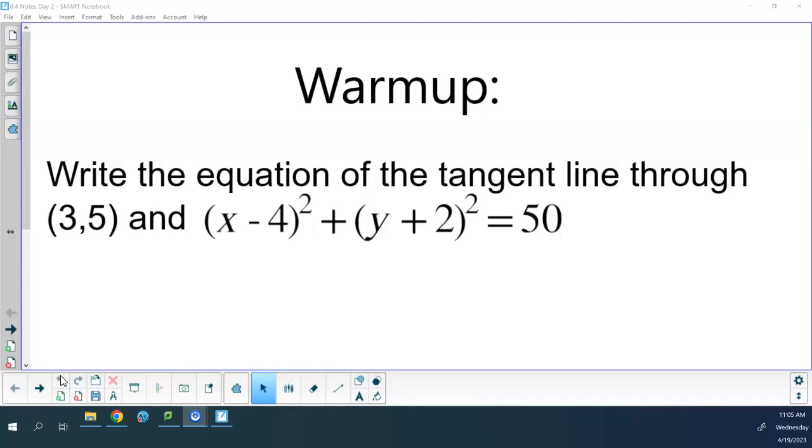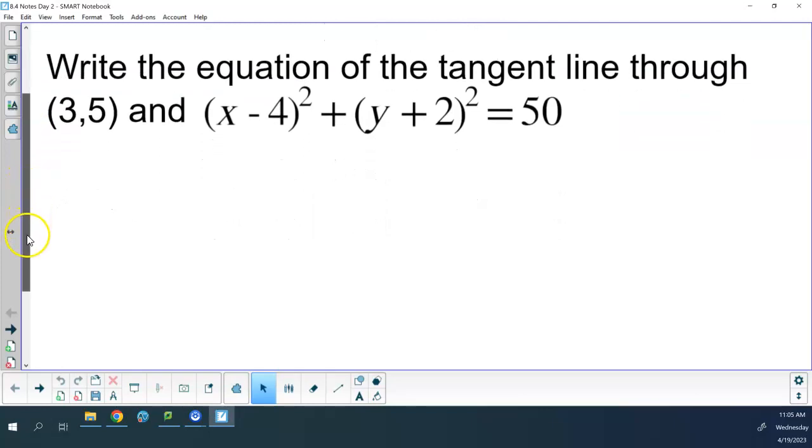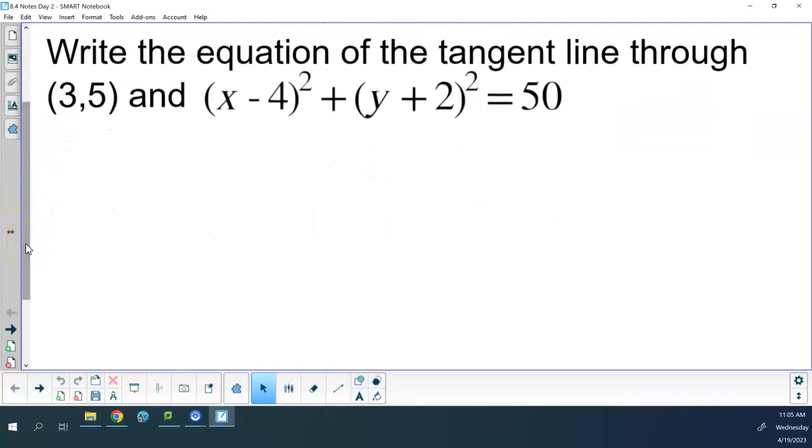Anybody need more time on this one? No? All right, let's do it. So, if I want to write the equation of the tangent line through (3, 5), which is my point of tangency, and with the tangent to that circle, what is the first thing that I need to do?